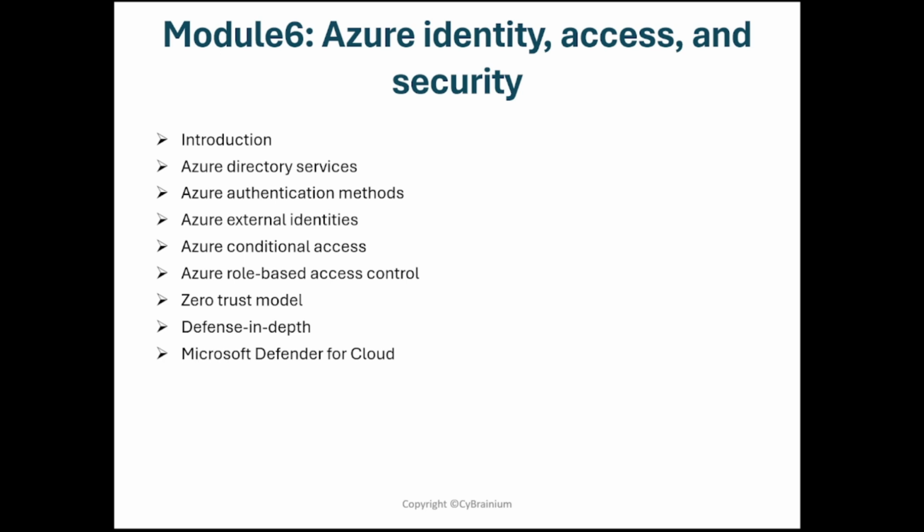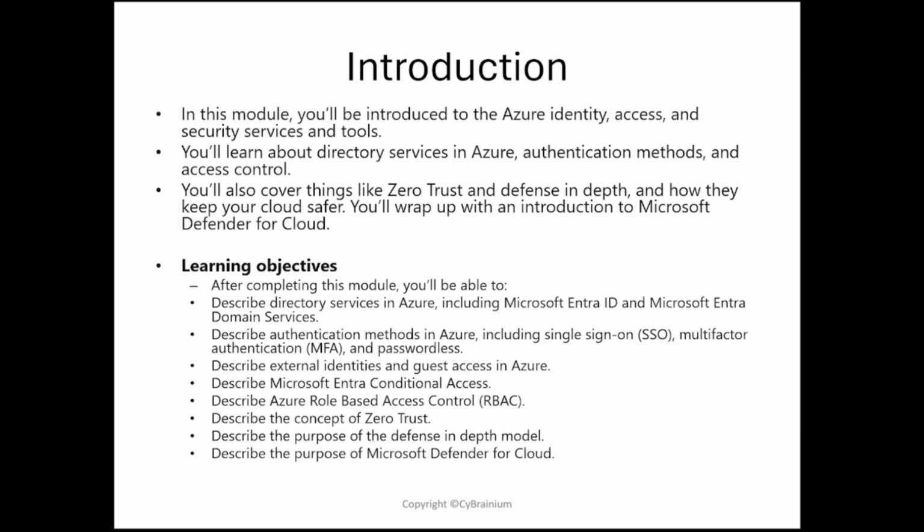Part 1 is Introduction, Azure Directory Services, Azure Authentication Methods, External Identities, Conditional Access, Role-Based Access Control, Zero Trust Model, Defense in Depth, and at the last, the CSPM, which is Cloud Security Posture Management, which is Defender for Cloud, we are going to discuss right now.